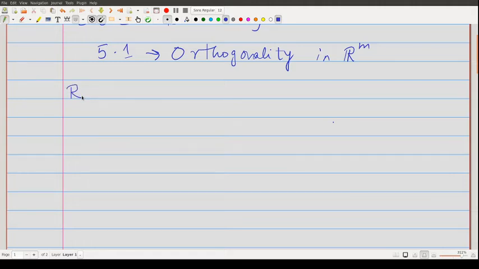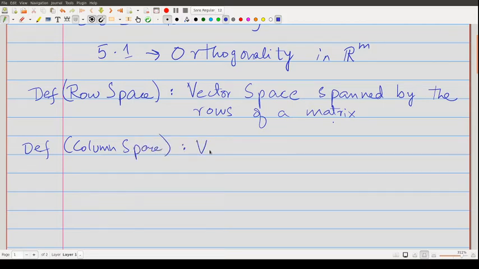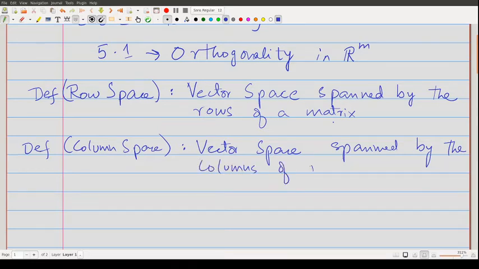Okay, so let's define a few things. The definition of a row space is the vector space spanned by the rows of a matrix, and the column space is the vector space which is spanned by the columns of a matrix. Okay.